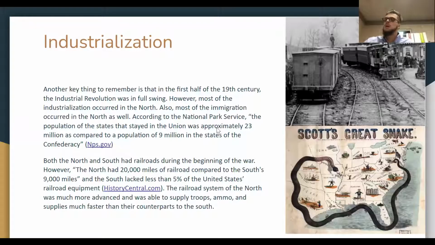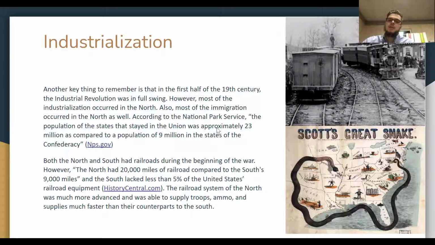Share. Okay. So another key thing is that in the first half of the 19th century, the industrial revolution was in full swing. And even according to the National Park Service, the North had 23 million people compared to the 9 million of the South.